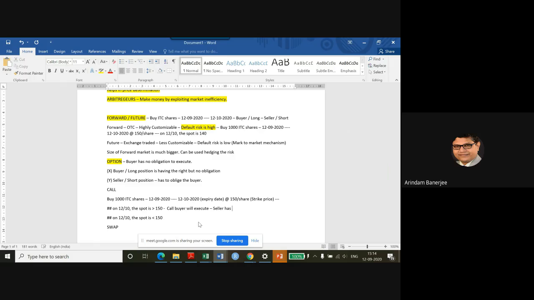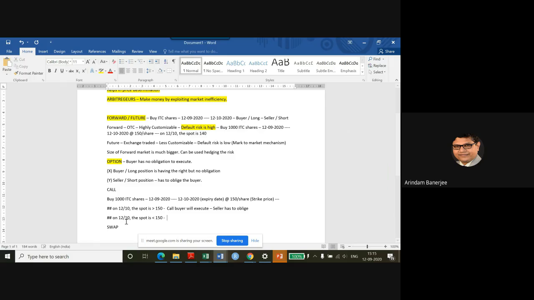But if the spot is more than 150, the buyer will not execute? No, the buyer will execute, because the contract is that I will buy at 150. Now if the spot is 160, he will execute, buy at 150, and sell at the spot of 160. He will make a 10 rupees profit, right?